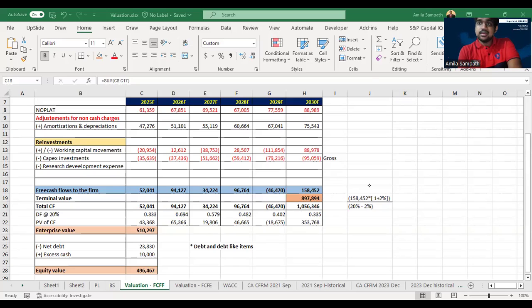The value under the discounted cash flow method is driven by two factors. First one is the free cash flow. Second one is the discounting factor. Up to now, we have discussed calculation of free cash flow. Up to terminal value, we have discussed all things. Now, we have to learn calculations of the discounting factor.